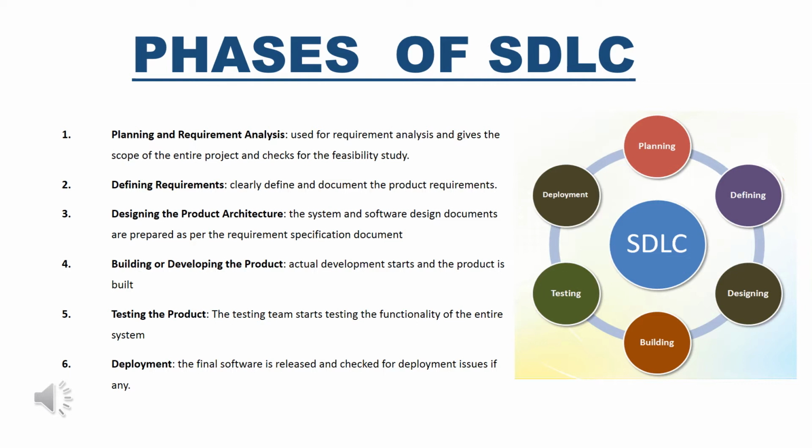After getting all the requirements, they check the feasibility study. Feasibility study means they check whether it is practically possible to implement that project based on the requirements or not. After planning comes the second phase, that is defining requirements.